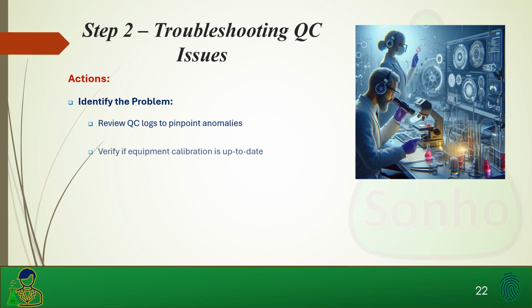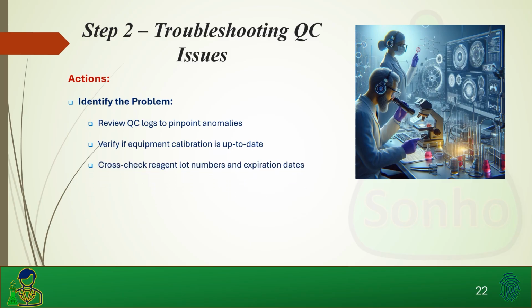Verify if equipment calibration is up to date. And cross-check reagent lot numbers and expiration dates. So it's important when troubleshooting QC, you're going to have to look back. You look back at your data, and you check out your QC log, like your Levey-Jennings chart, see if there's any trends, see if it's something that maybe you came close to failing before. Maybe there's a trend in there. Maybe it's been trending slowly down.